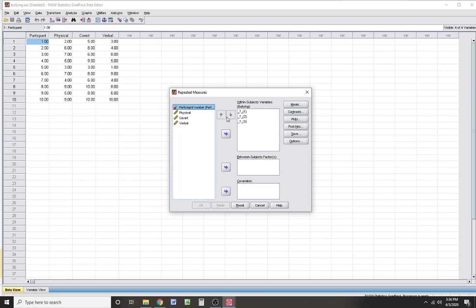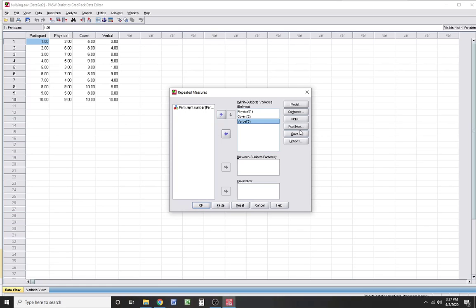Again, it doesn't matter which order you put these in, but you need to remember it so you can interpret your post hocs. So we're going to put in physical, covert, and verbal. We're telling it that our factor of bullying had 3 levels, and these columns represent the 3 levels. Now we could just run it, but we wouldn't have all of our information.